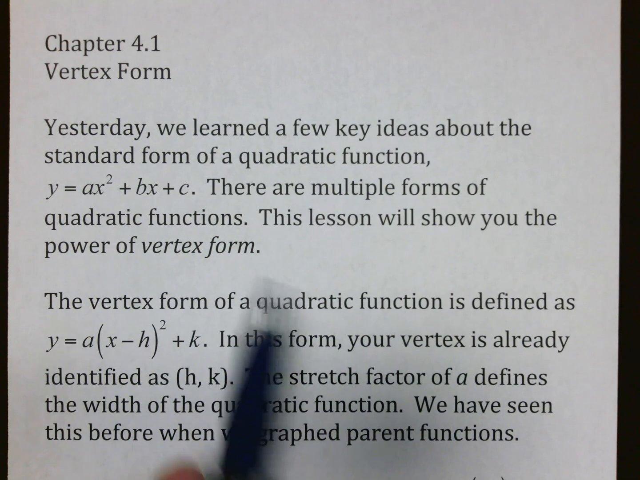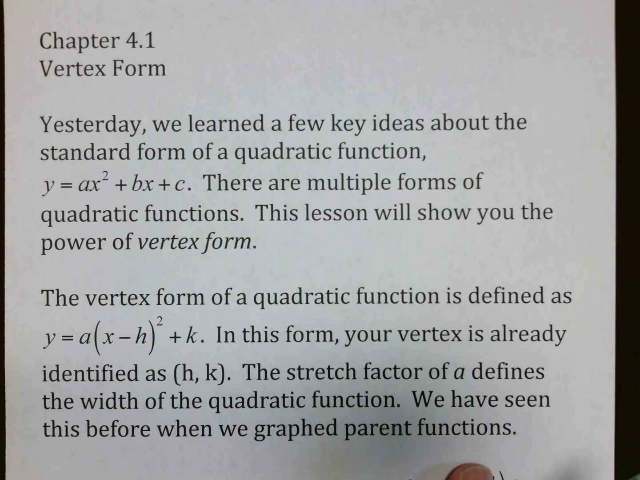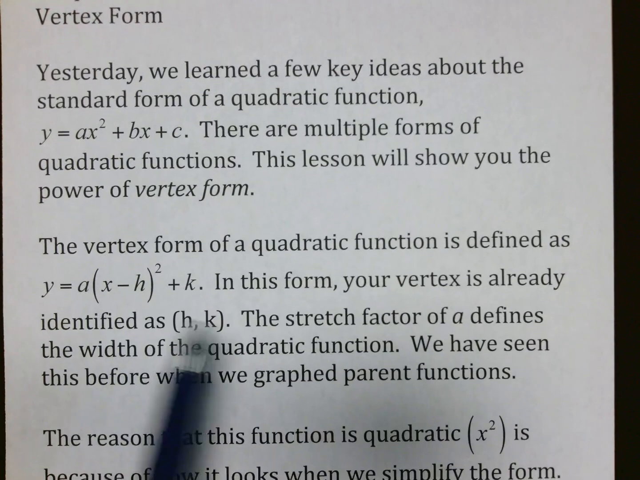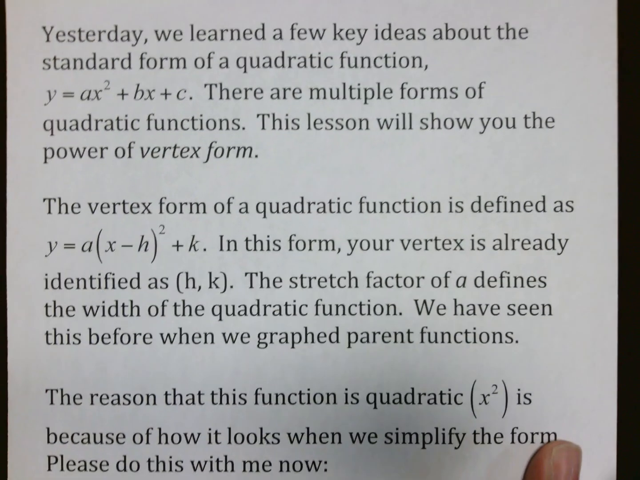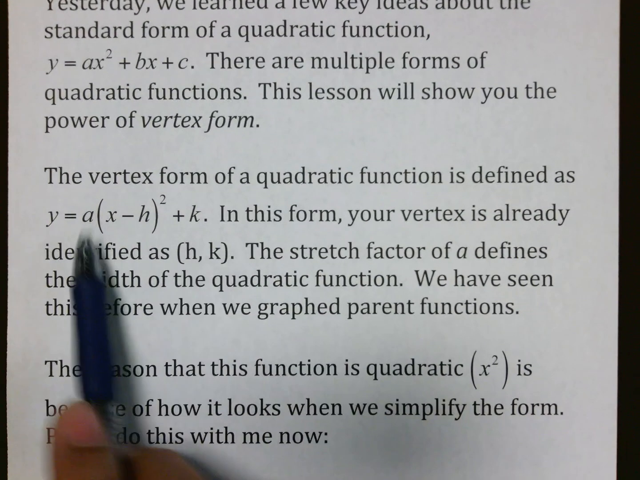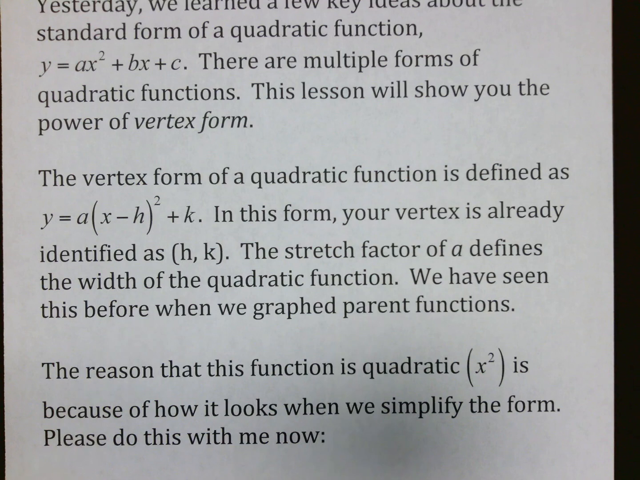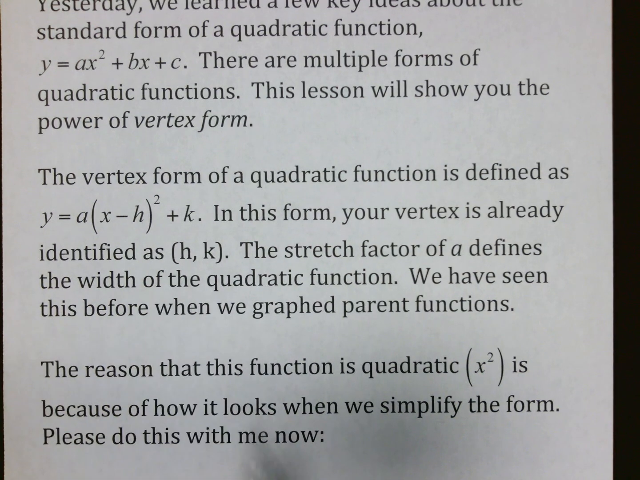There are multiple forms of quadratic equations. I think there's 3 or 4 of them. This lesson is going to show you the power of what we call vertex form. The vertex form of a quadratic function is defined as y equals a parentheses x minus h squared plus k. In this form, your vertex is already identified as h comma k.